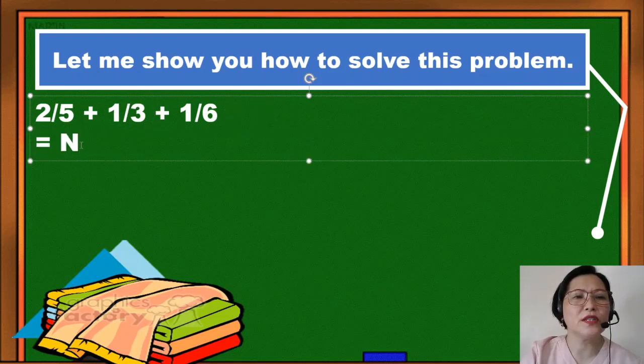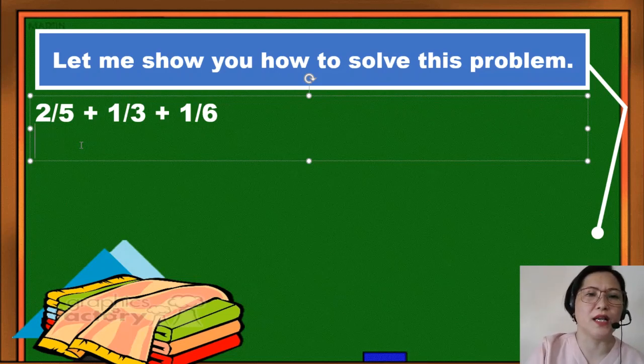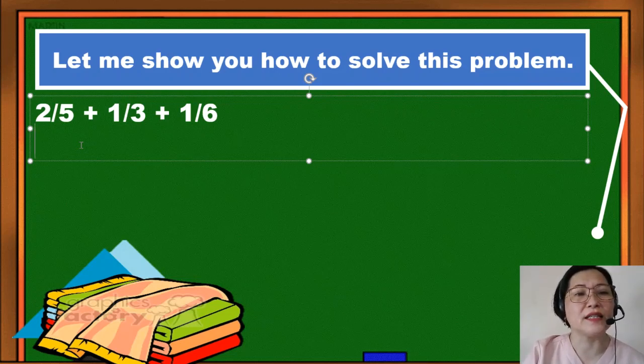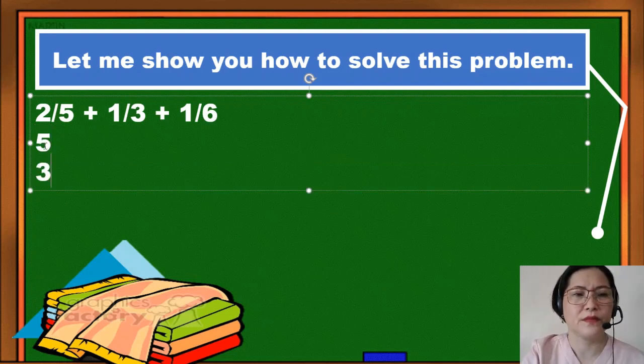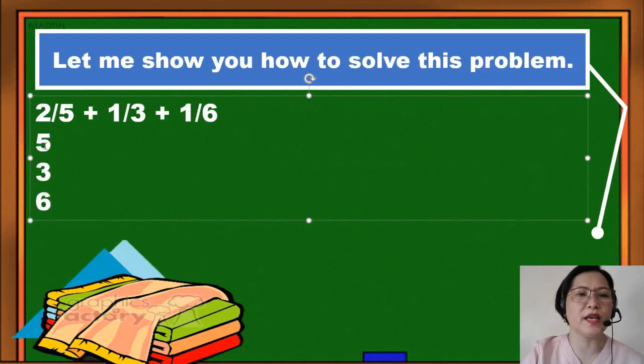What do you notice about the given fractions? Are they similar or dissimilar? Yes, they are dissimilar fractions. So, we are going to get the LCD of the denominators, which are 5, 3, and 6. How are we going to do that once again?